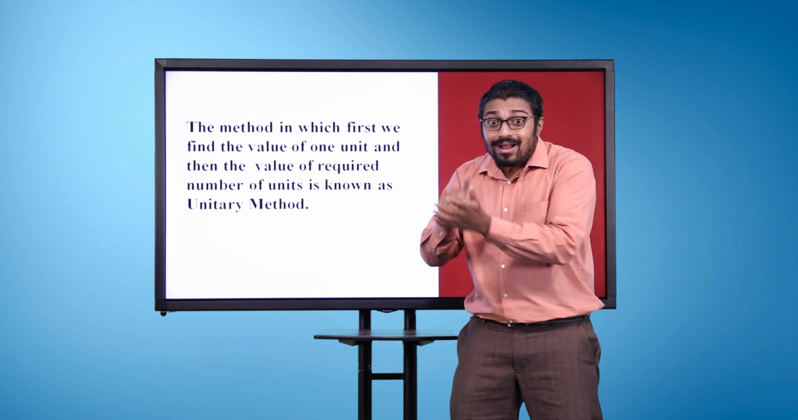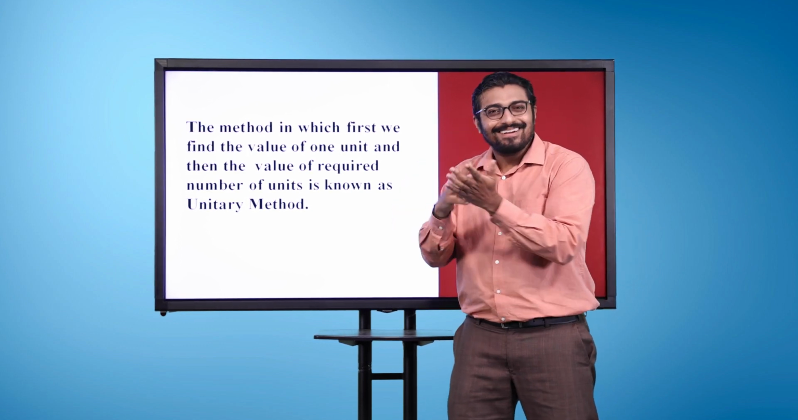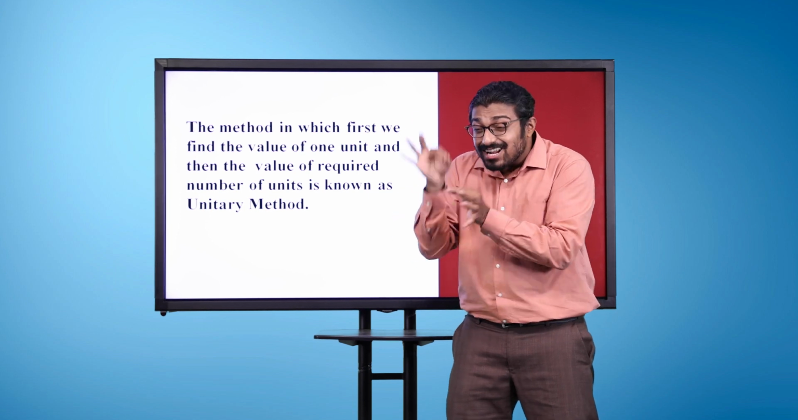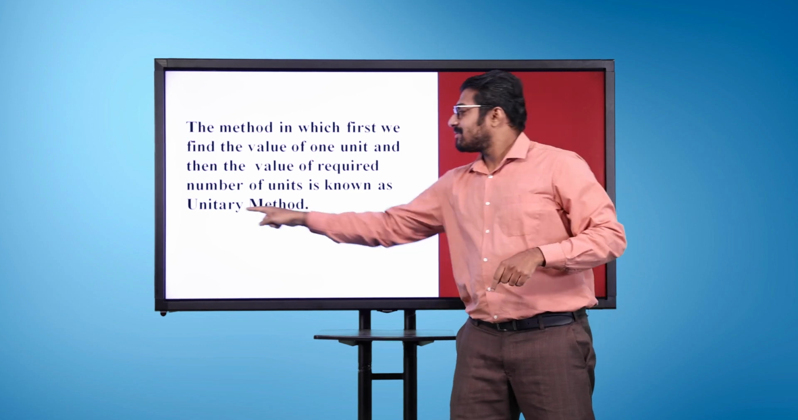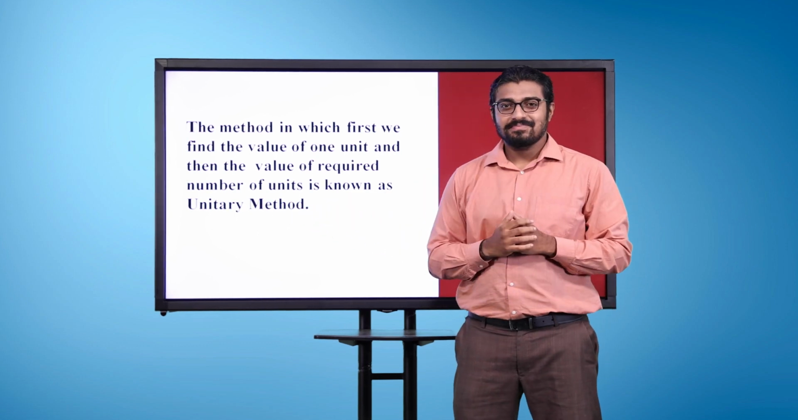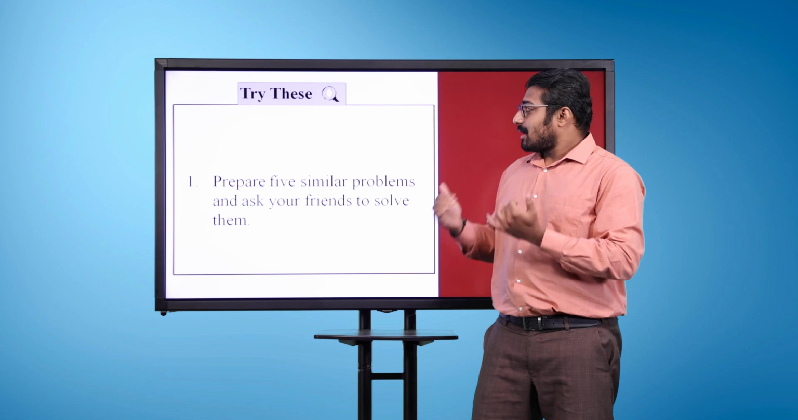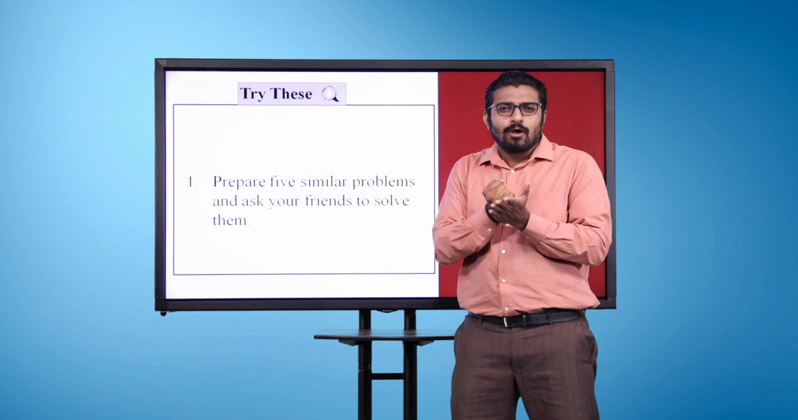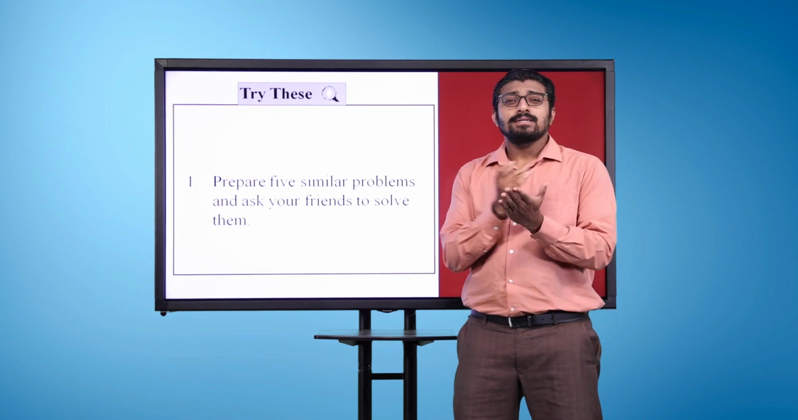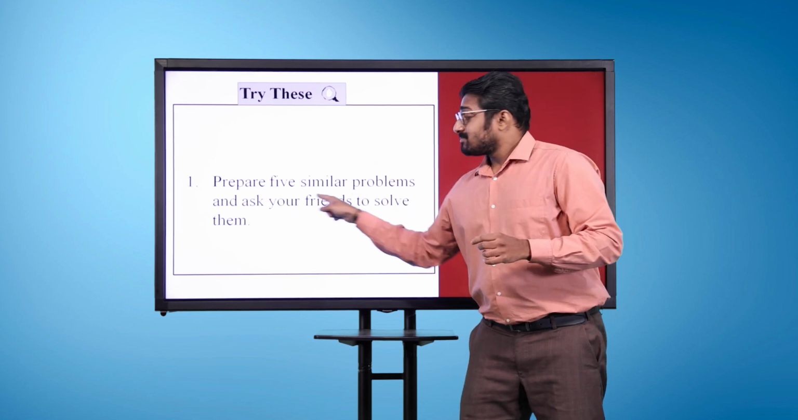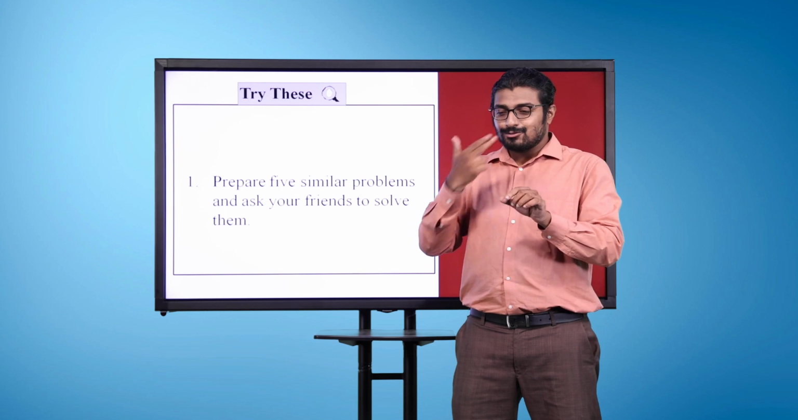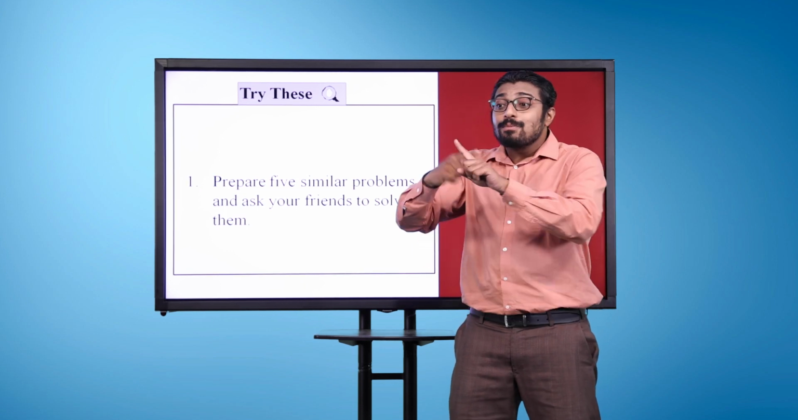The method in which first we find the value of 1 unit and then the value of the required number of units is known as unitary method. Try these. Page 257. 1. Prepare 5 similar problems and ask your friends to solve them.